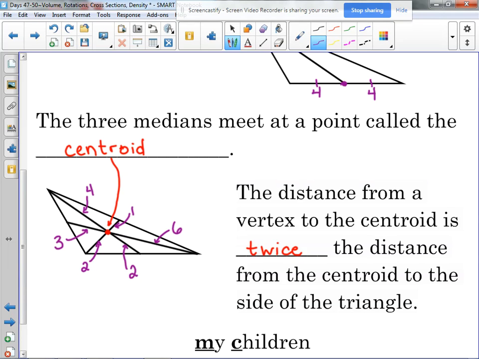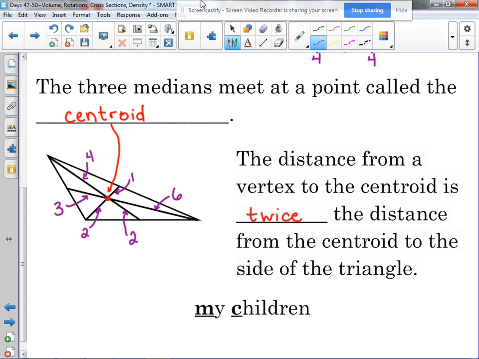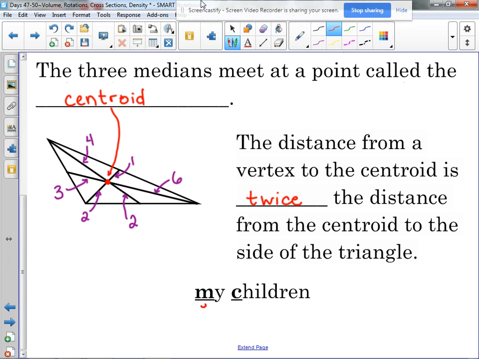So if we can continue our sentence, we've got "all of my children" and the next 2 words. The M in "my" stands for median. The C stands for centroid. So: altitudes, orthocenter, my children, medians, centroid.